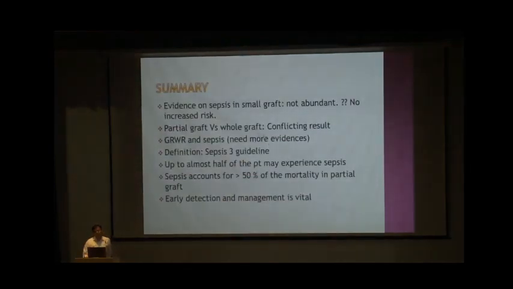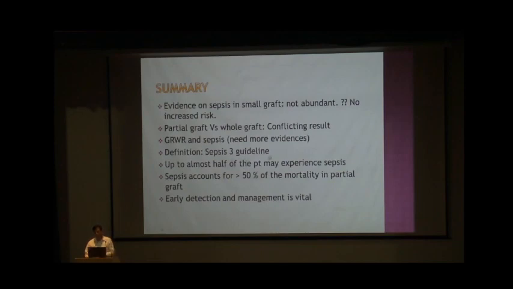Coming to the summary, evidence of sepsis in small graft is not abundant. As per the literature, there is no increased risk in smaller graft. However, larger cohorts should be taken into consideration for study. For partial and whole liver graft, there are conflicting results, as I have shown in 2 papers. Probably that is because of experience, as Eastern centers show sepsis is more common in DDLT, whereas Western centers show a more common incidence of sepsis in LDLT. That could be because of the experience of the centers. On GRWR and sepsis, we really need more evidence and categorization of GRWR when looking at sepsis.